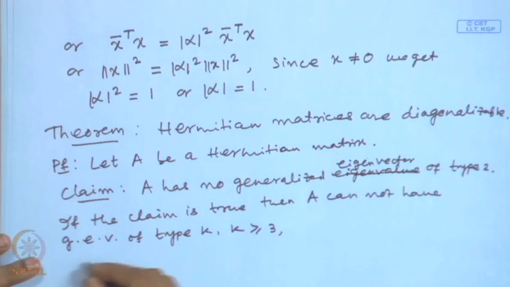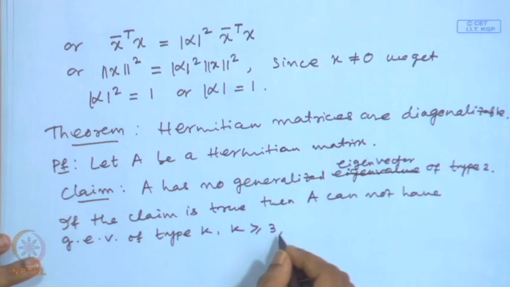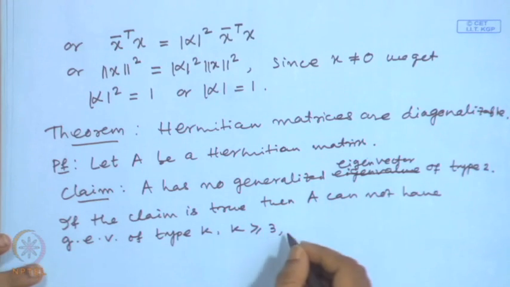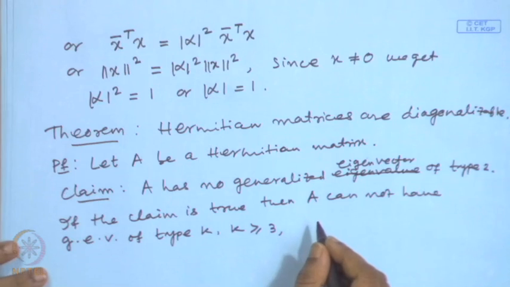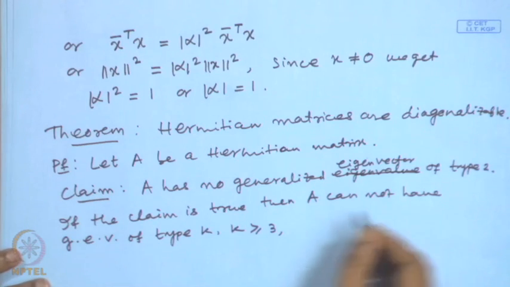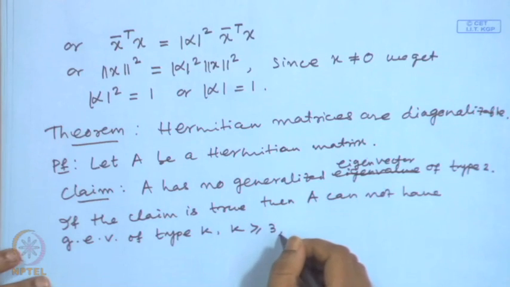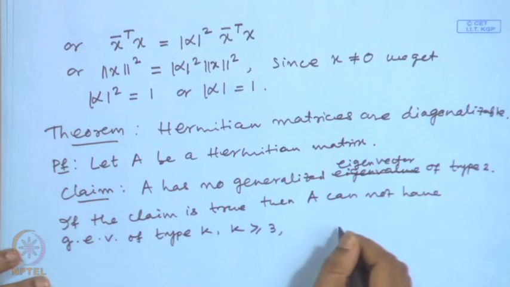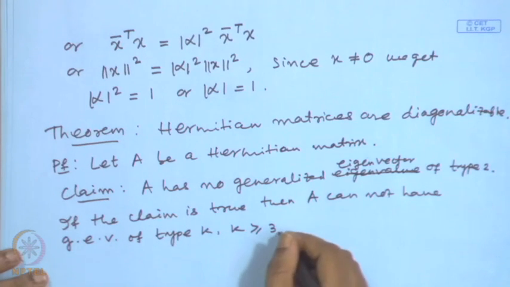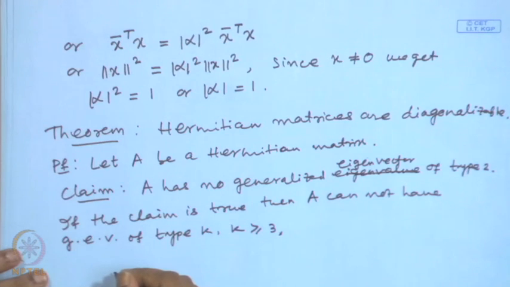So, A cannot have a generalized eigenvector of type k for k greater than or equal to 3. If this has a generalized eigenvector of type k greater than or equal to 3, then the chain generated by this generalized eigenvector will contain a generalized eigenvector of type 2, and that will contradict this claim. Therefore, let us prove this claim.